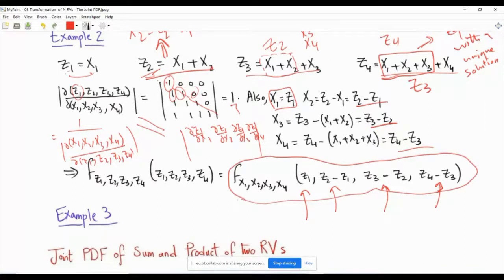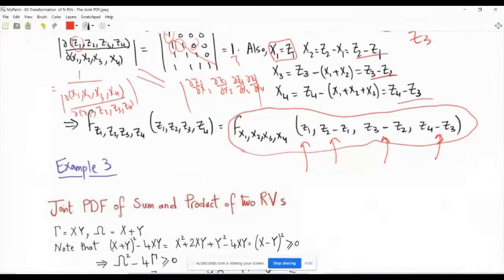Now, in a problem, you may be given some distribution for x1, x2, x3, x4, and then you need to substitute. Okay, perhaps obtain marginals and so on. So again, the problem can start with going from those 4 x's to those 4 z's, and then you may do something with the z's. Okay, and as we did earlier in the course.